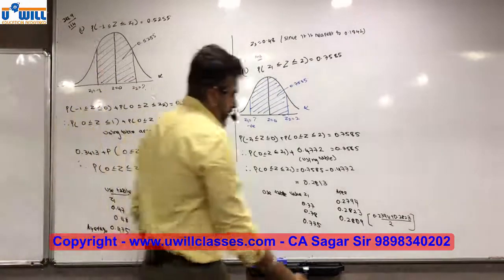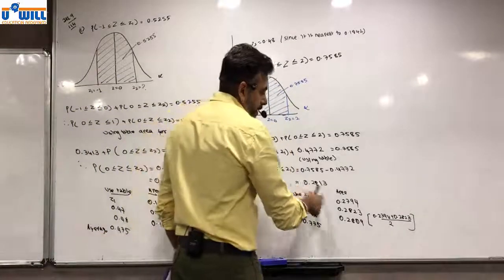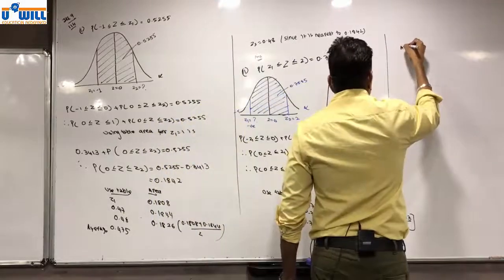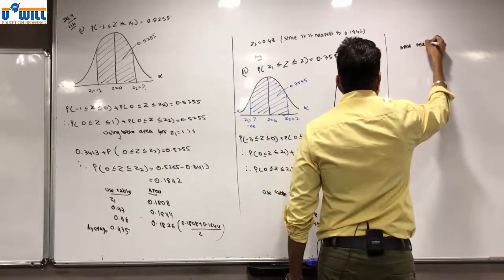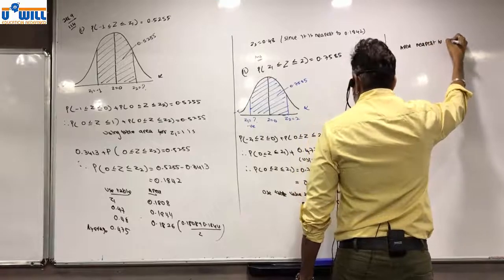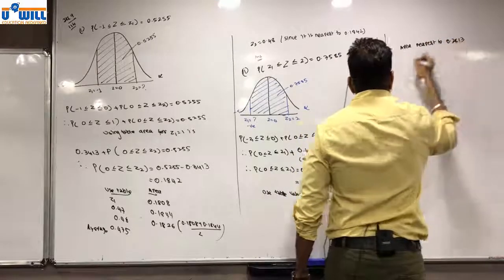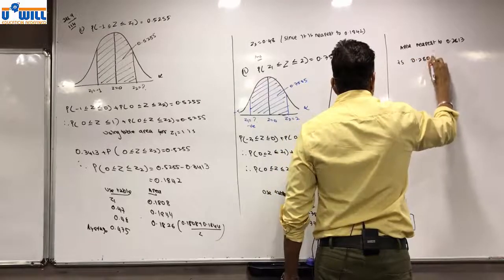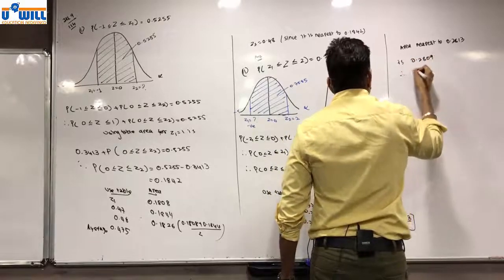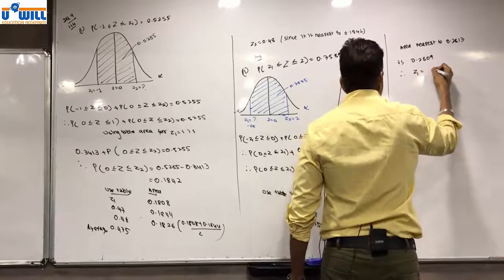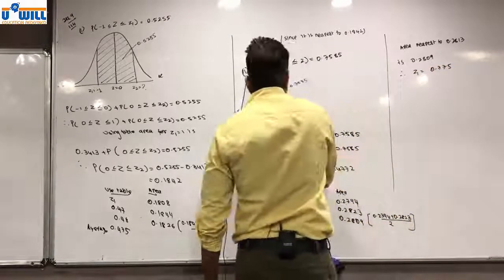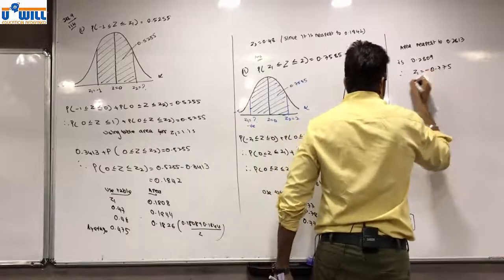Now, what is nearest to 0.2813? 0.775. Area nearest to 0.2813 is 0.2809. Therefore, Z1 is equal to 0.775. But Z1 is where? On the negative side, so it is minus.